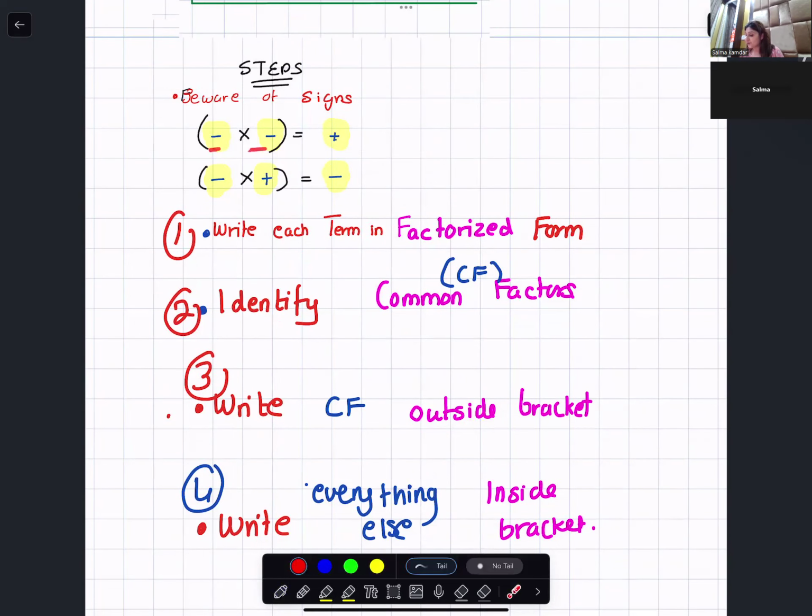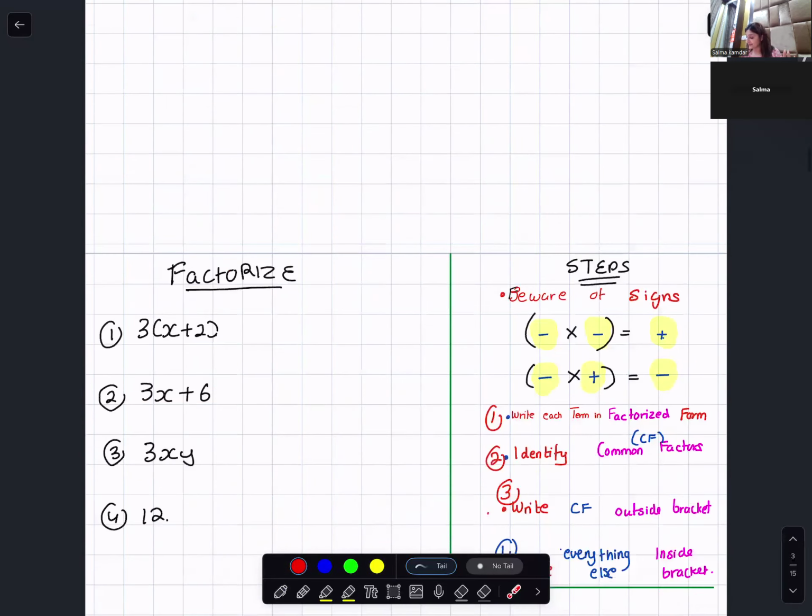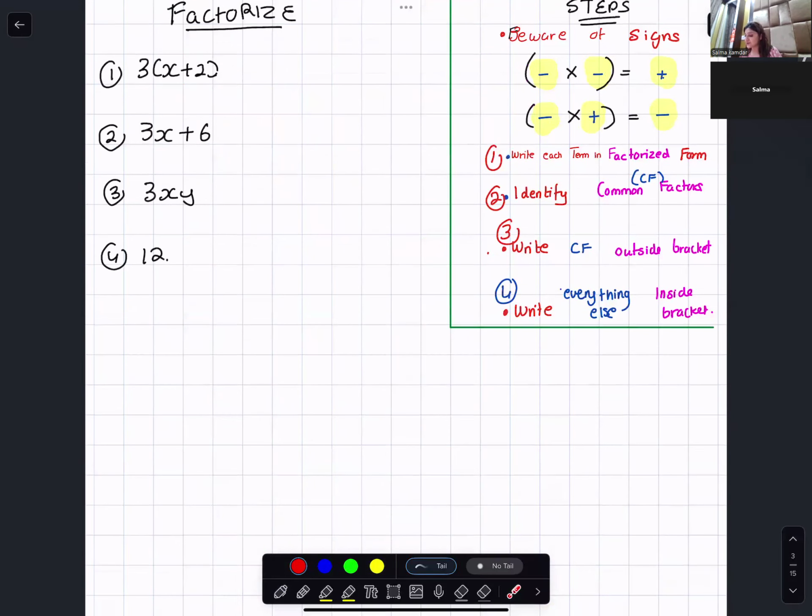But you need to be careful of one thing. You need to be careful of the sign. There are some steps that you follow when you factorize. First step is that you will write each term in the factorized form. After writing each term in the factorized form, you would try to identify the highest common factor. The common factor is written outside the bracket, and everything else would come inside the bracket. So these are the things that you need to remember about factorizing.